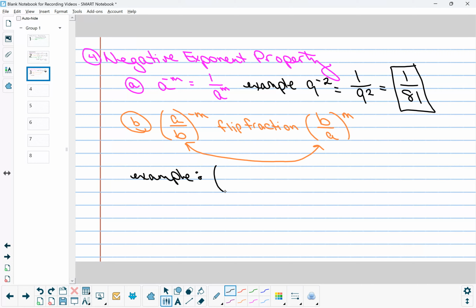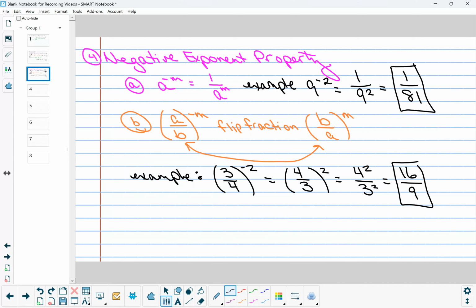So if I had something like 3 over 4, and this was raised to the negative 2nd power, I'm going to flip this. So this is going to go to 4 over 3. Power is going to become positive. And all this means when you were to do this, you would now go 4 squared over 3 squared. Well, you know 4 squared is 16, 3 squared is 9. So you get 16 over 9. Okay? That's how your negative exponent property is going to work.